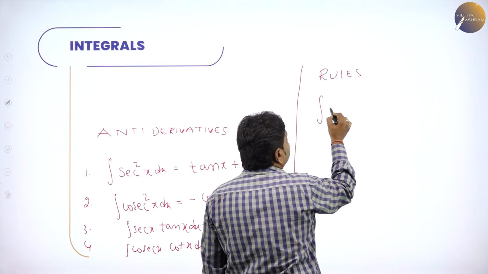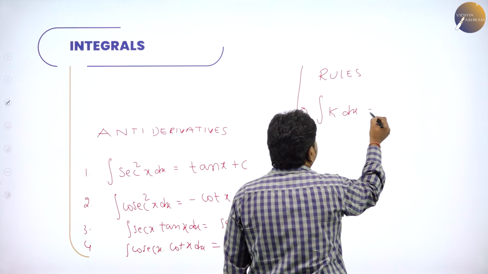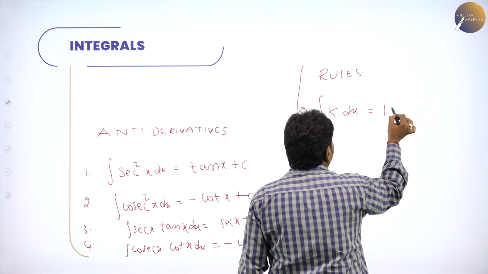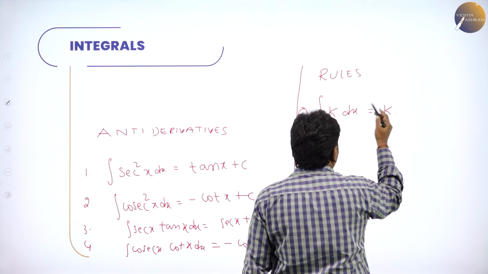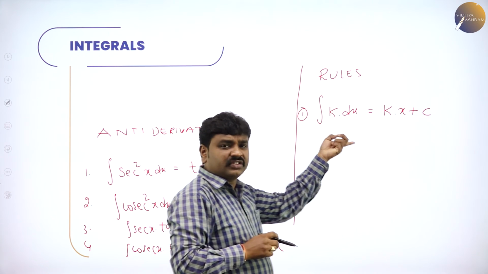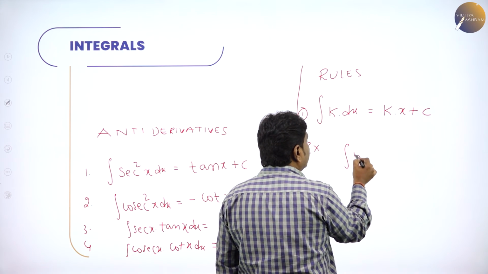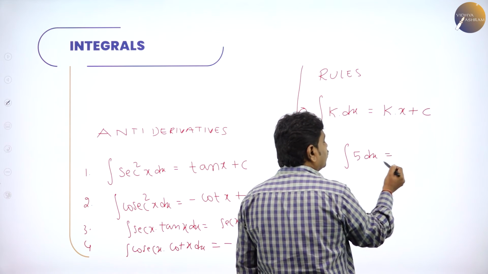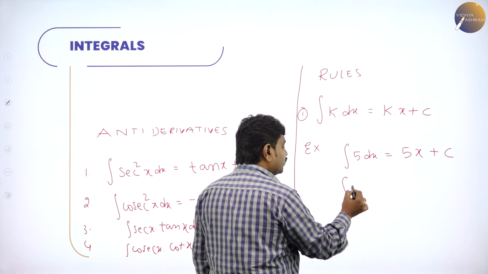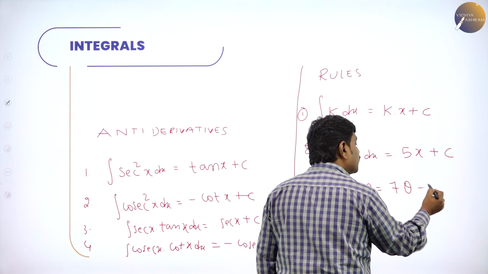First one, integration of constant. Very important: integration of constant is not 0. Differentiation of constant is 0. With k, you take it out and integrate the function, so it becomes kx plus c. Integration of k dx is kx. For example, integration of 5 dx, if I ask, 5 is a constant, it will not become 0, it will become 5x plus c. Integration of 7 d theta with respect to theta, it will become 7 theta plus c.